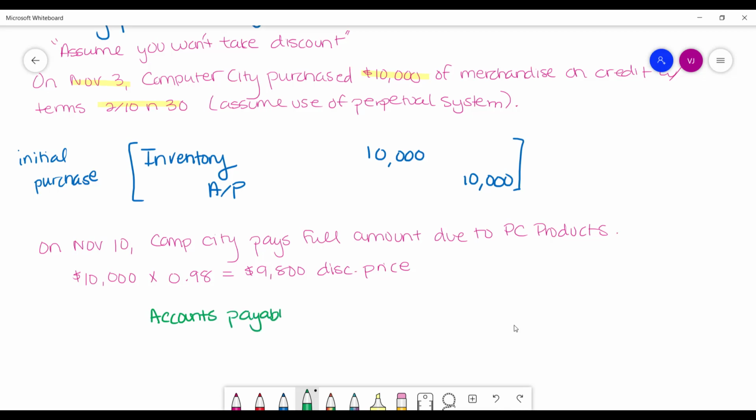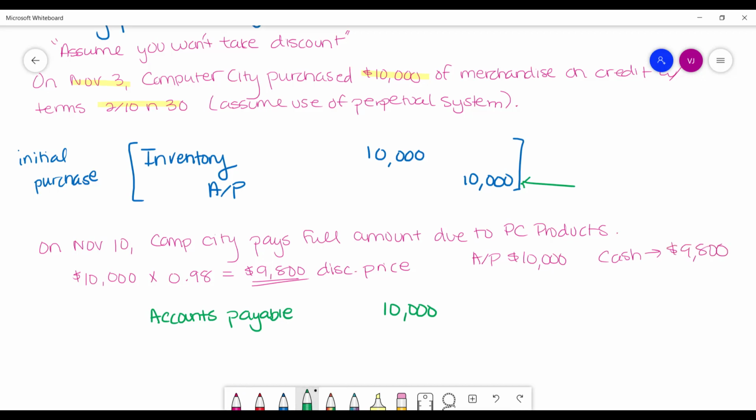Since you're paying off a payable, you'll debit accounts payable for what we recorded it as initially, which was the $10,000. So we debit accounts payable for $10,000. And the question is, if your accounts payable is $10,000, but you're getting a discount, how much cash are we paying? We're only paying $9,800, right?